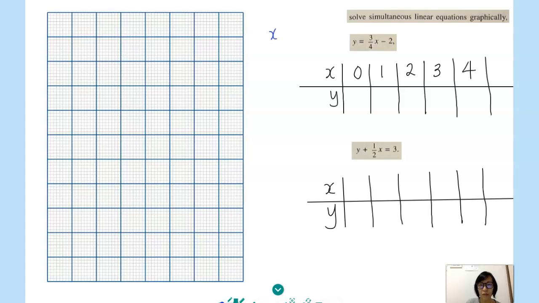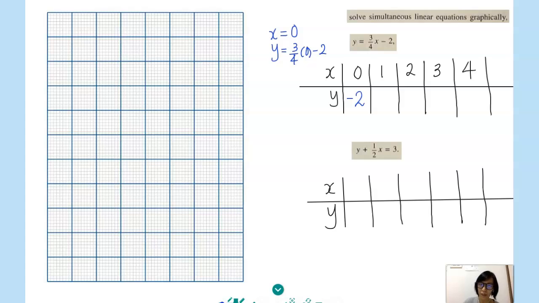Now, when x equals 0, you substitute x equals 0 into the equation to get the value of y. As you can see here, y equals -2. So you can pause this video and try this on your own.